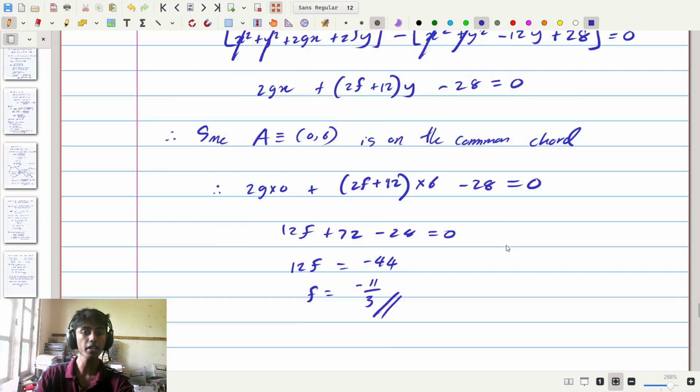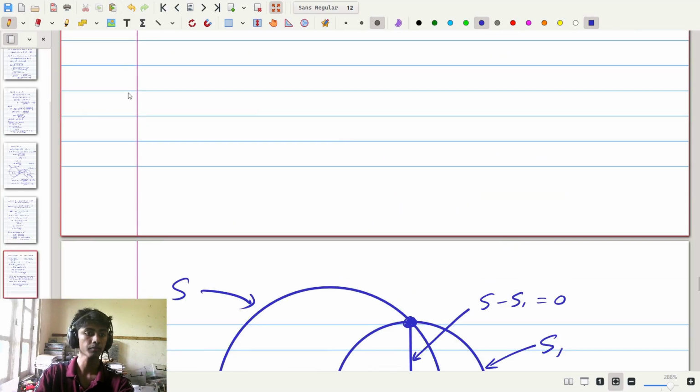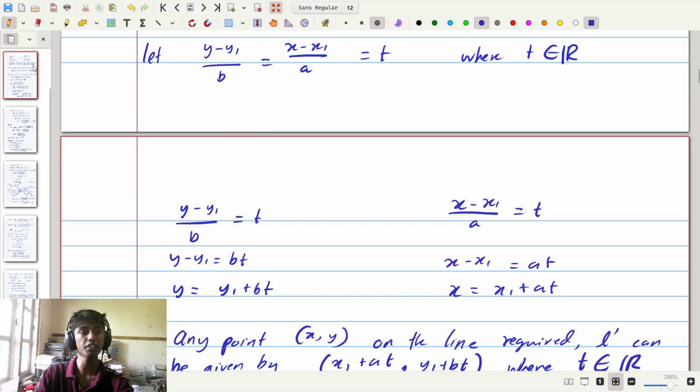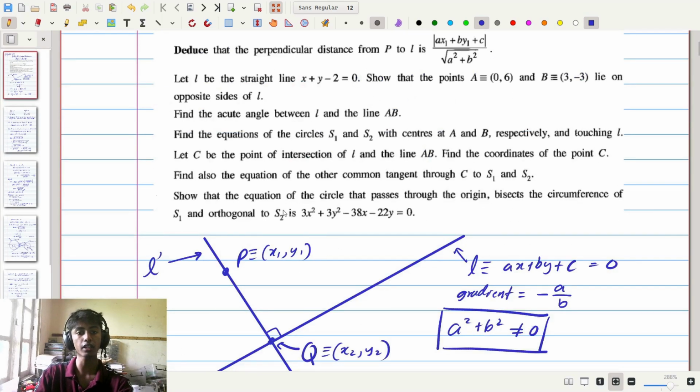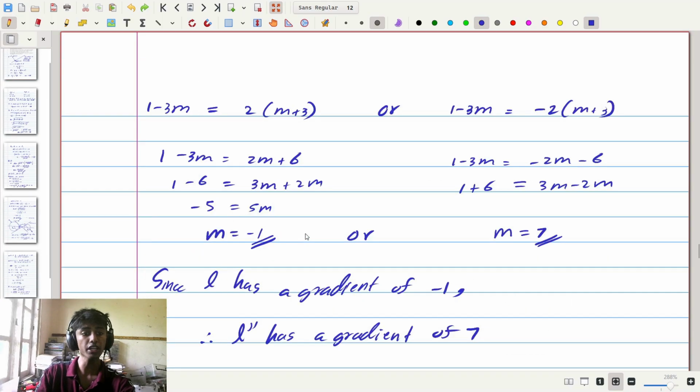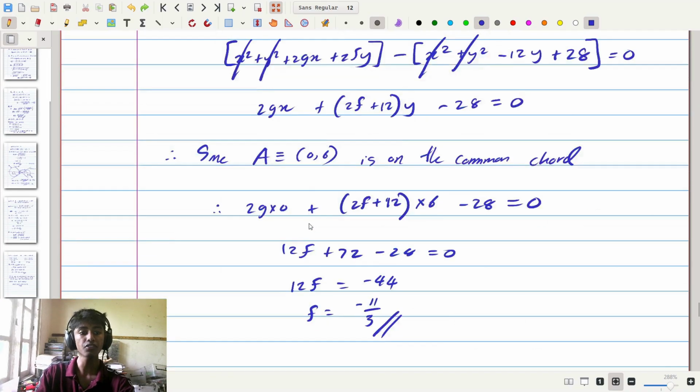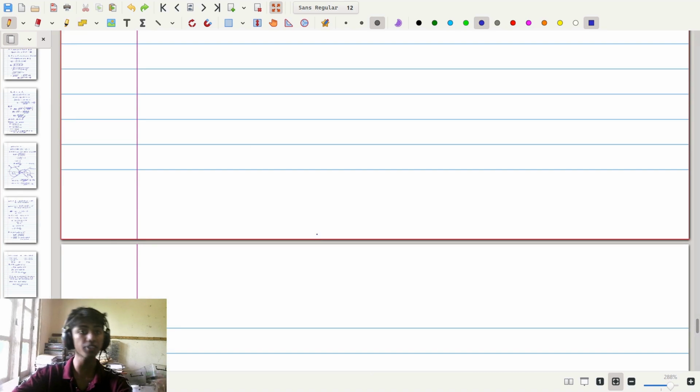Now with this, we can try to find the other value, which is the value of g. For the value of g, we use the other condition that we were given, which is the fact that this circle is also orthogonal to the circle S2. Now if two circles are orthogonal, what it means is that if you consider their two equations in the standard form of x squared plus y squared plus 2gx plus 2fy plus c equals 0, then for the two circles, 2f1 f2 plus 2g1 g2 must be equal to c1 plus c2.